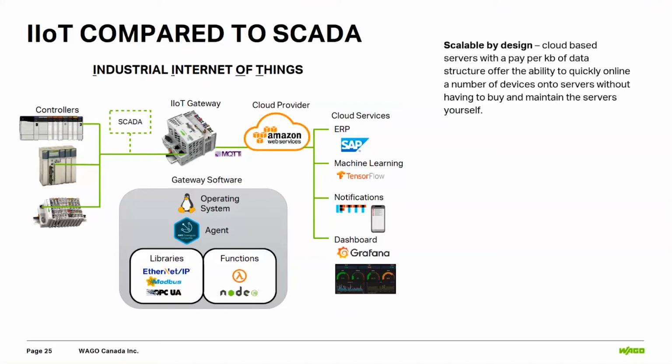So again, this is scalable by design. We're using that cloud-based model, so we're paying per kilobyte of data. It allows us the ability to quickly online a number of devices, whether it's IoT gateways or smart sensors, onto these servers without having to buy and maintain the servers yourself.